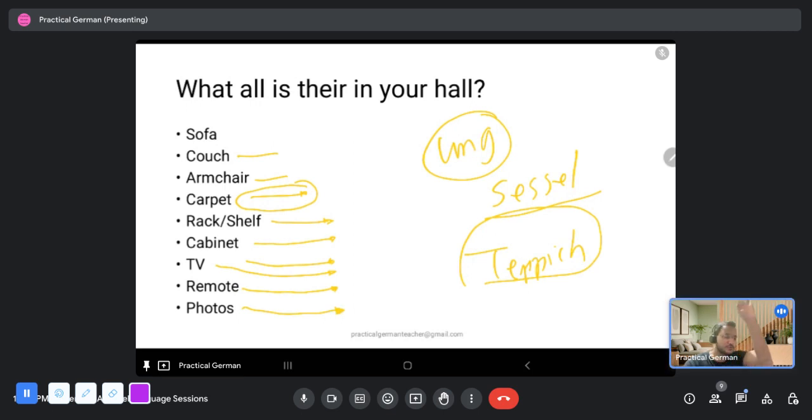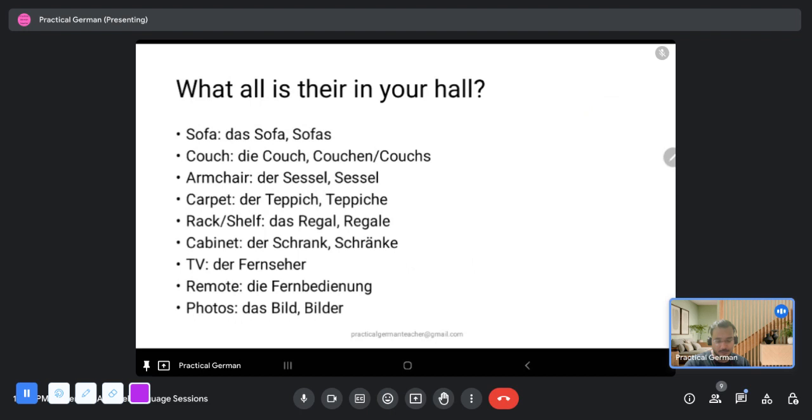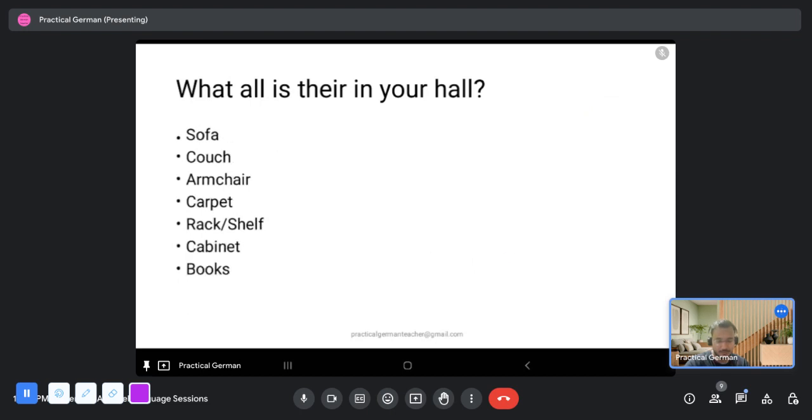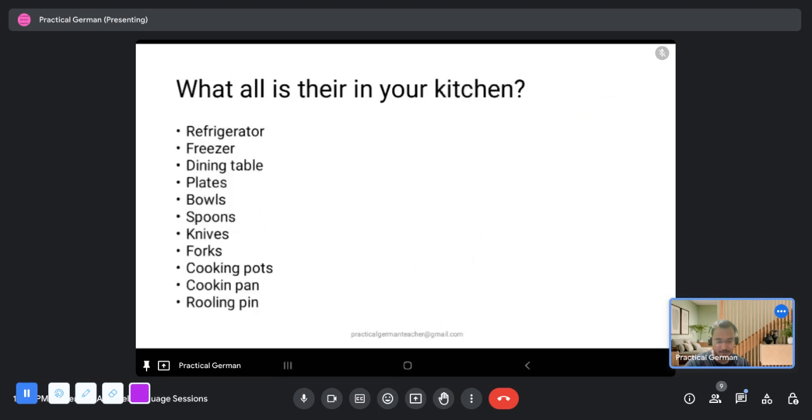Photos. You have photos on the wall where you live. Photos or Bilder. Das Bild. Plural, die Bilder. Yeah. Here are the answers. You can have a look at them later. These ones. Kitchen.